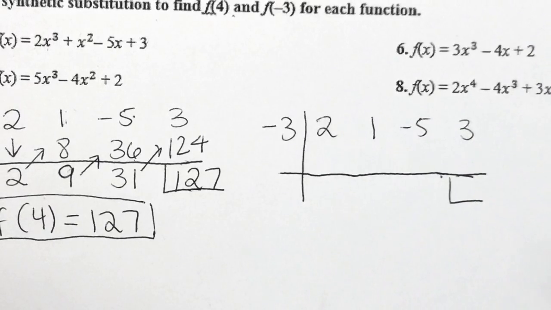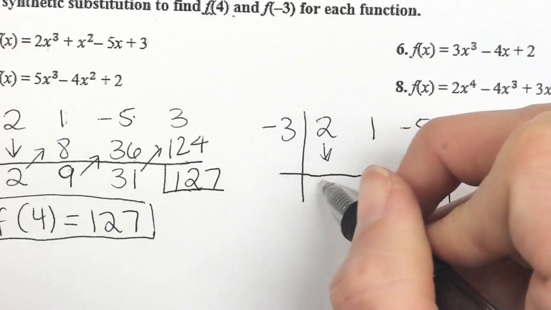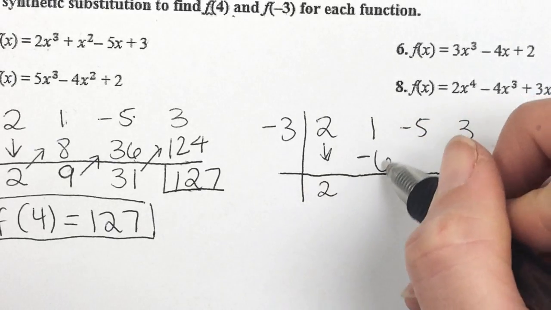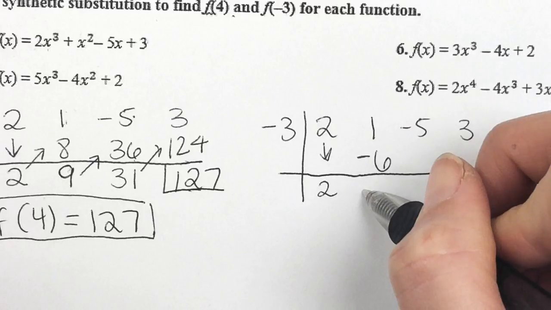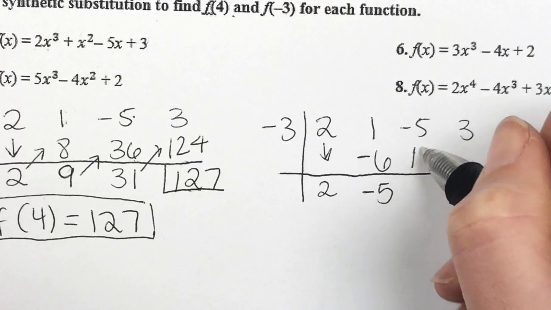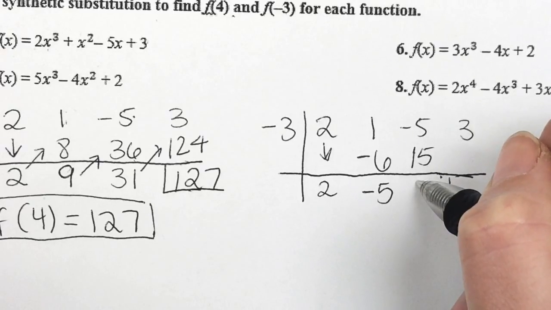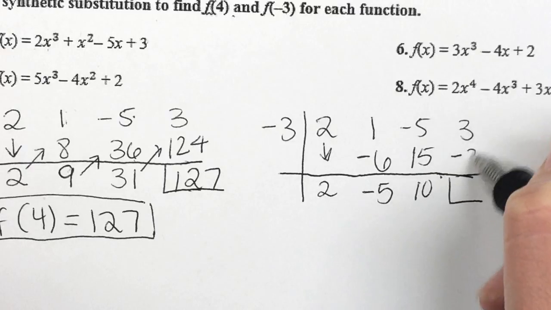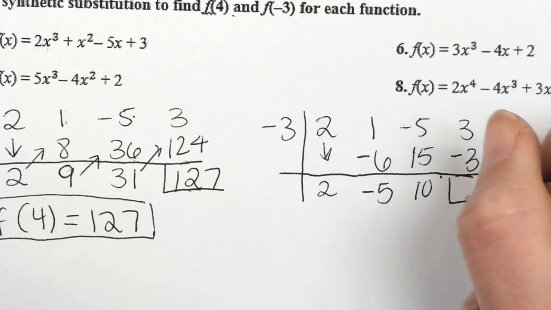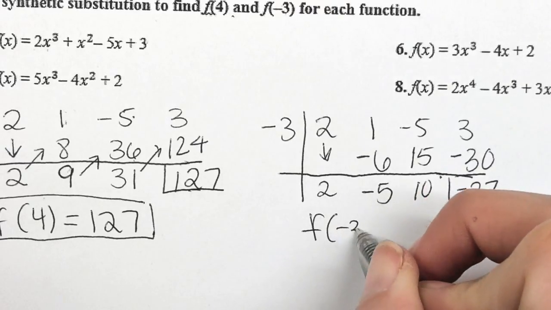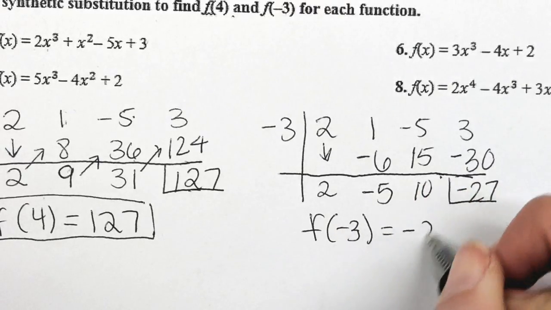What do I bring down first? 2. What goes here? Good. Here? Good. Here? Here? Here? Good. And our remainder will be good. So we would write f of -3 equals -27.